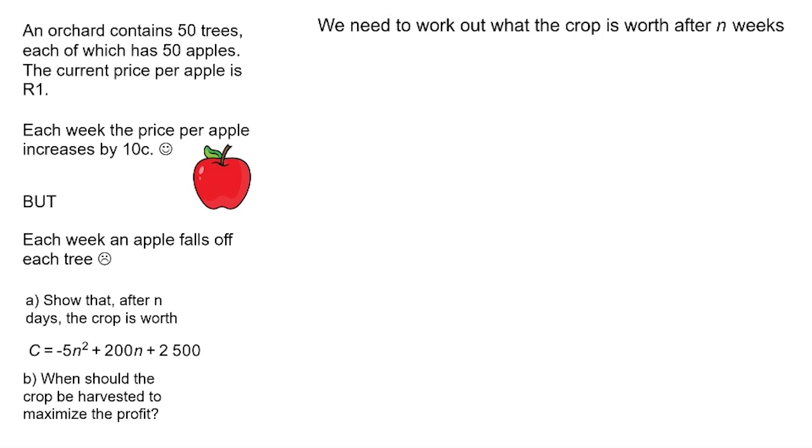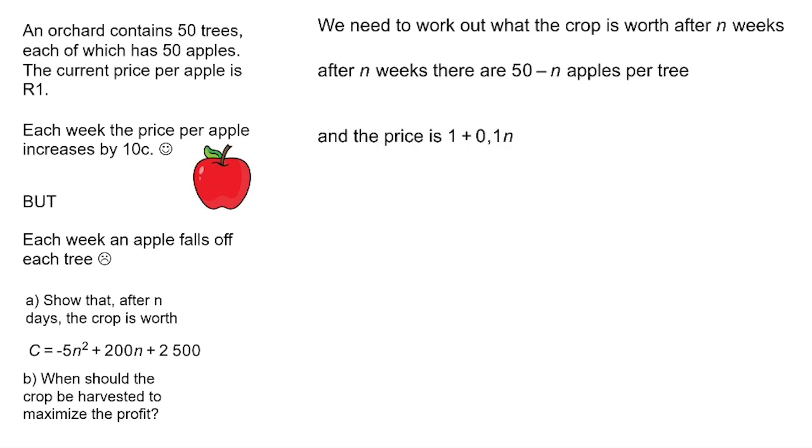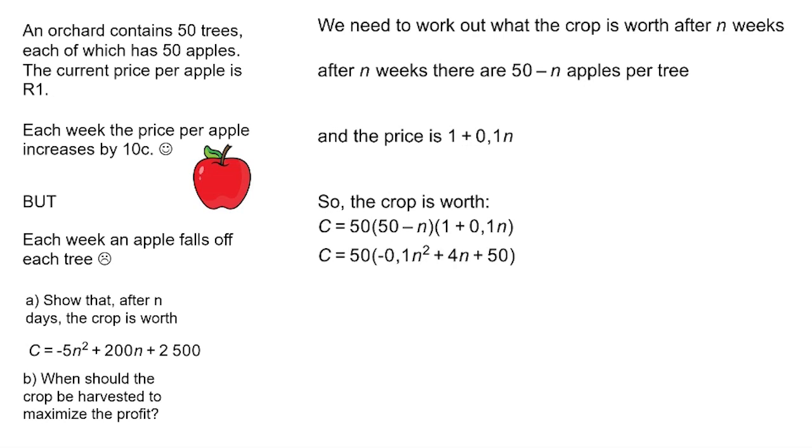Firstly, we need to work out what the crop is worth after n weeks. Well, after 1 week, there would be 49 apples on each tree. After 2 weeks, there would be 50 minus 2. So after n weeks, there'd be 50 minus n. And the price increases by 10 cents per week. So the price after n weeks is 1 plus 0,1n. So after n weeks, the crop will be worth 50 trees times the number of apples per tree times the price per apple. That simplifies out to the expression that we were required to answer. So that's the end of part A.